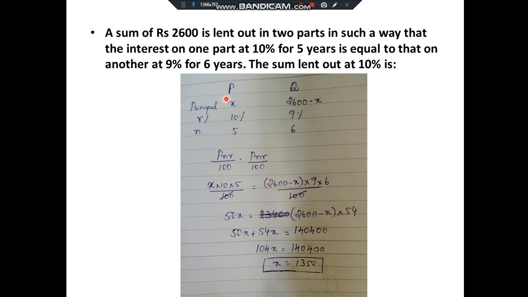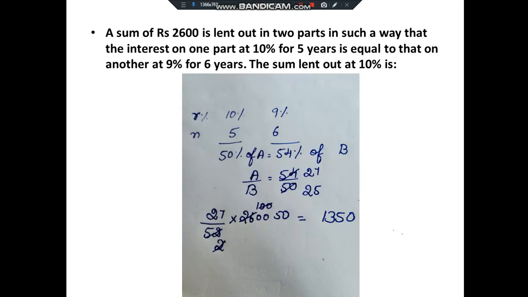Now we have 2 PNRs, so substitute that, you get finally the answer as X is equal to 1350. I hope you understood. So this is how you will have to approach, using the formula method. The same question, see, how can we do? Rate of interest is 10% and there it is 9%. Here it is 5 years and there it is 6 years.